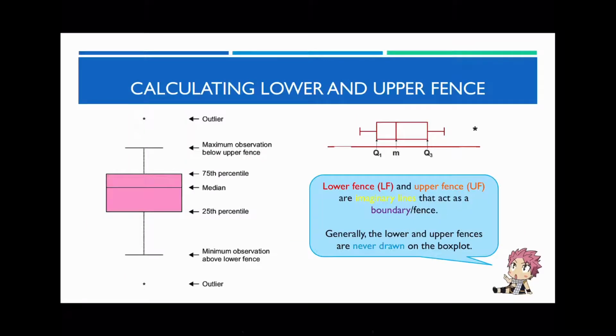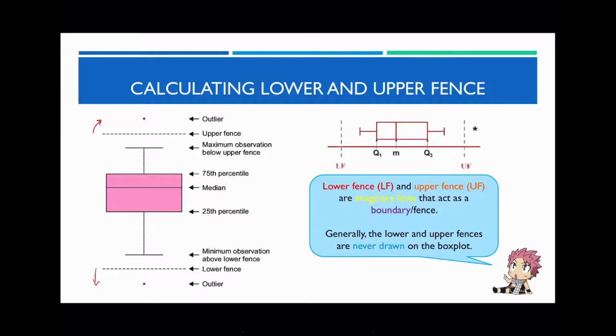So in this diagram, I've got a box plot, and the lower fence and the upper fence are these imaginary lines that we put in place that act as boundaries. We generally never represent these lower fences or upper fences on a box plot. But if I were to show you, this is what it looks like on the left hand side, represented by these dashed lines. Anything above the upper fence is considered to be an outlier, and anything below the lower fence is also considered to be an outlier.